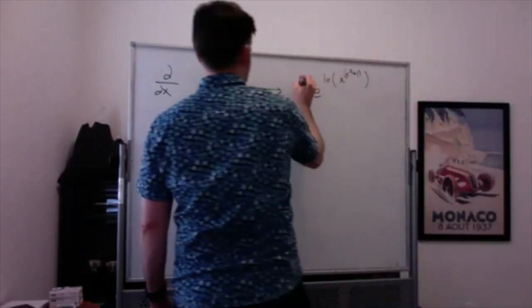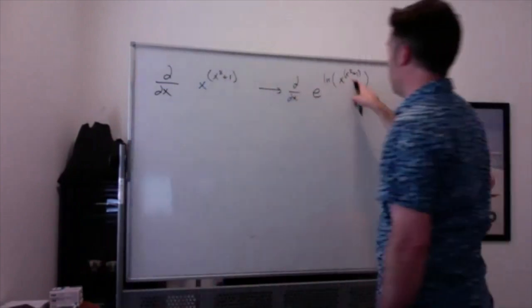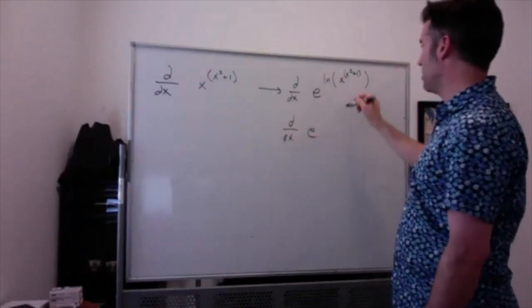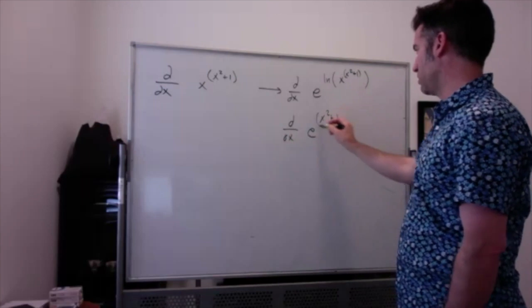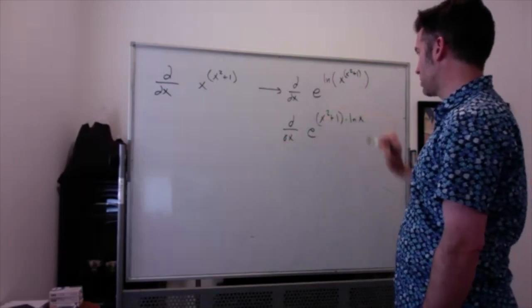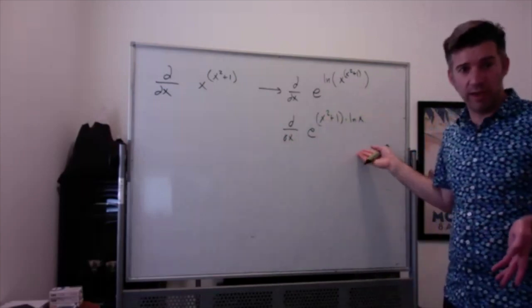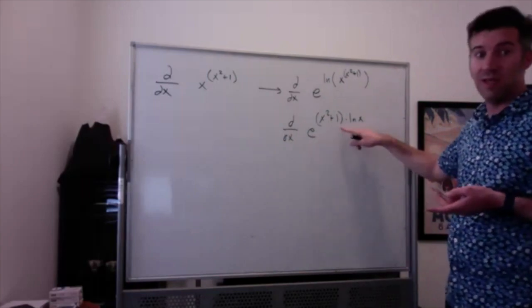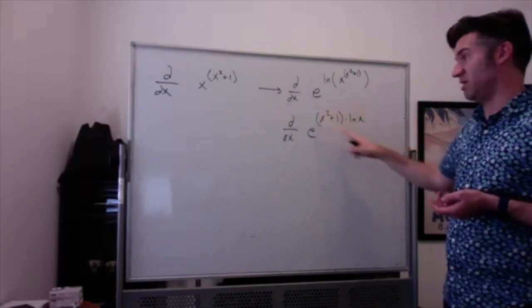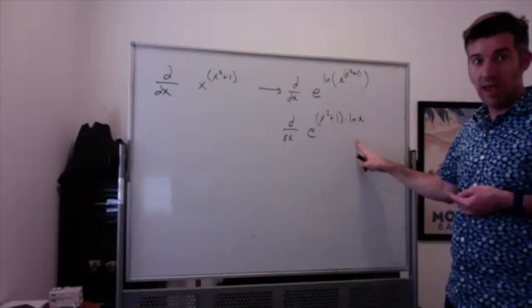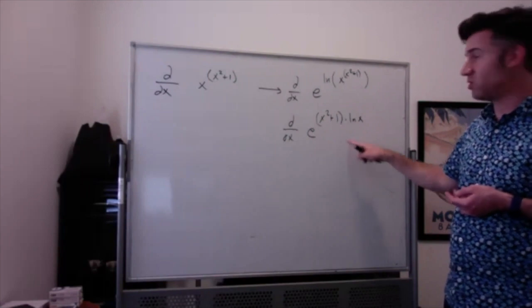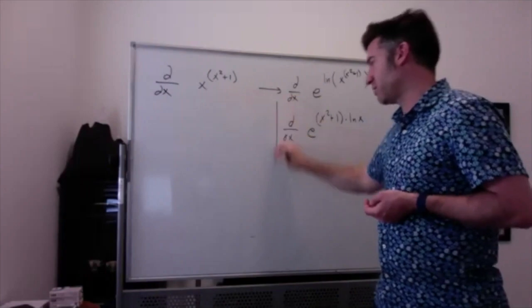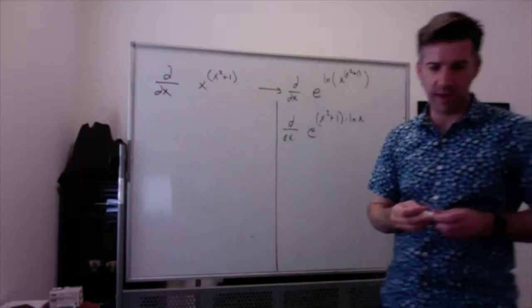I should still write the derivative symbol. And then you can bring down that power and say it's going to be the derivative of e to the x squared plus 1 times natural log of x. You could totally do it this way. If you did, your derivative would be, so the derivative of e to the stuff is e to the stuff times the derivative of that stuff, which would require the product rule. And then really, once you get your answer, you should rewrite the e to the stuff as this original expression. But that's not the way I want to do it, because I don't think it's the best way.